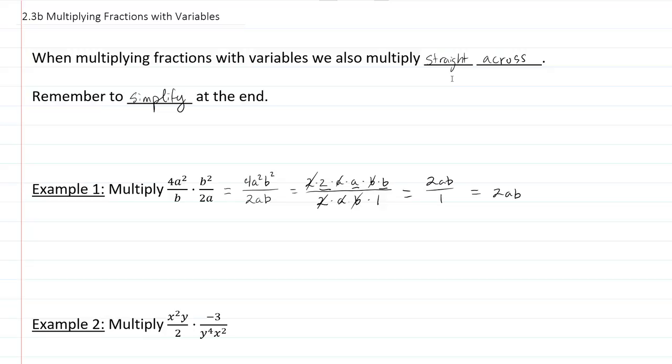So let's recap what we just did. We multiplied straight across. Then we expanded numerator and denominator. Then we canceled our common factors here again. And we were left with 2ab over 1. And anything divided by 1 is just itself.